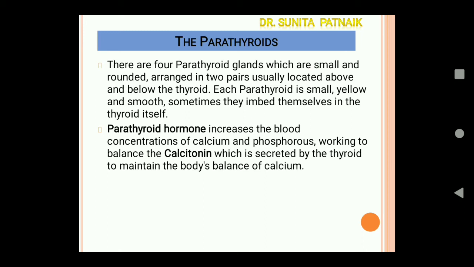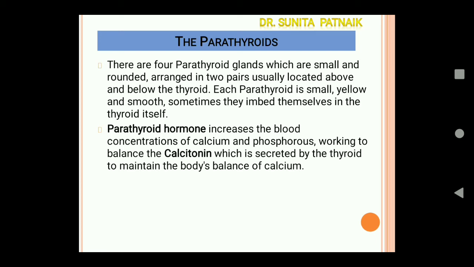Now, what do the parathyroid glands do? Parathyroid glands again are important glands located on the back side of the thyroid gland, and they are always present in two pairs, one pair in each lobe. It is small, yellow and smooth. Sometimes they embed themselves in the thyroid itself.